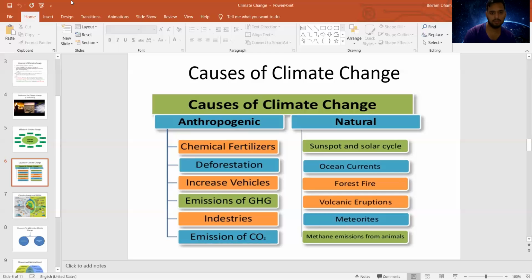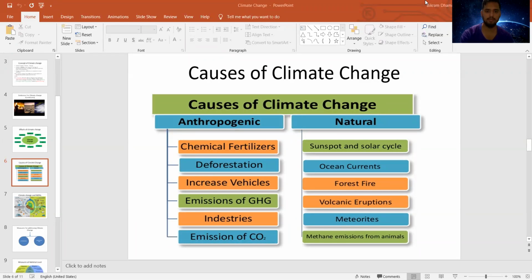Next one is volcanic eruption. During volcanic eruptions, polluted gases, acids, and other harmful materials are released into the atmosphere, and that causes climate change. Next one is meteoroids. So meteoroids, it is called Ulka in Nepali, I think, and it is a piece of stone or metal that comes into the earth from outer space.